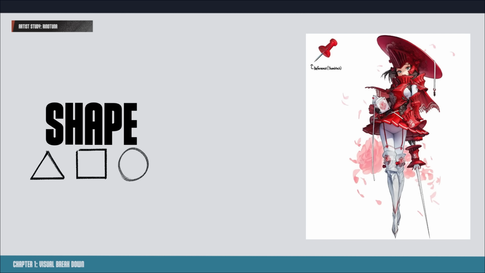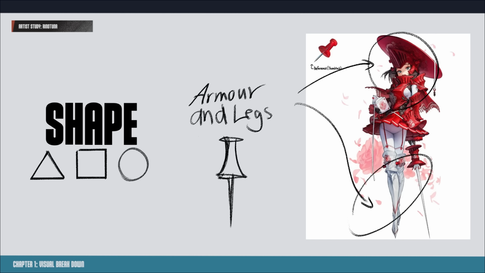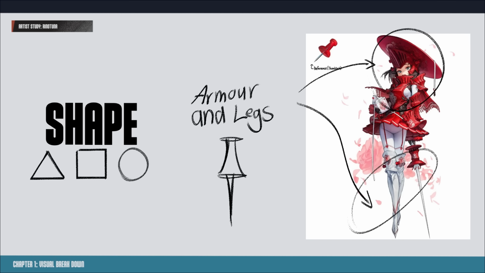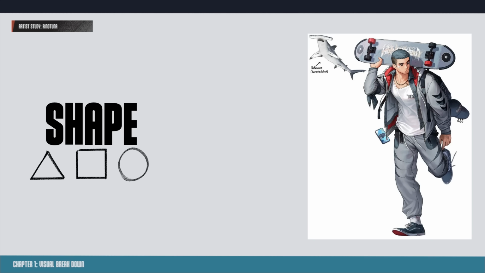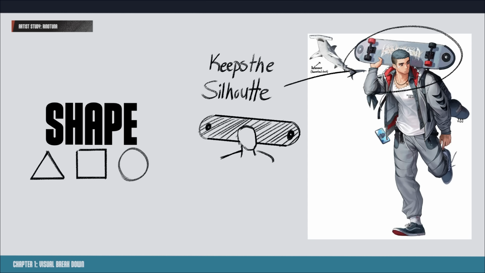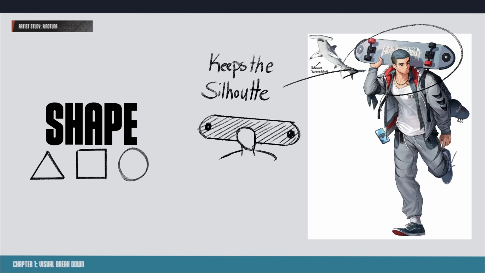A good example for including the shapes into the design is this pin character, where Rinotuna makes the shape of the armor and even the orientation of the legs exactly how the pin is shaped. And a more subtle example is this, where he keeps the silhouette of the hammerhead shark by making the character hold a skateboard across his shoulders.